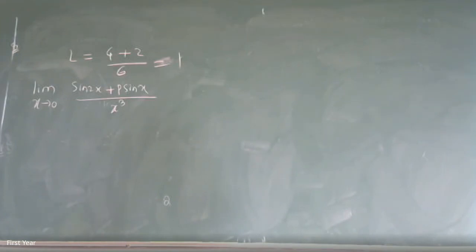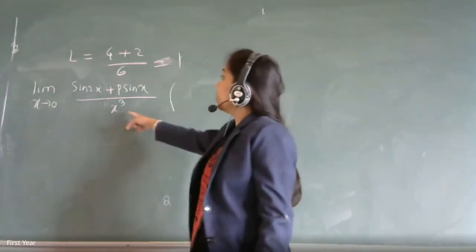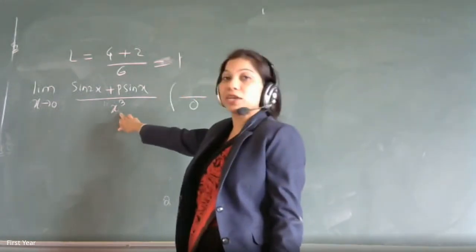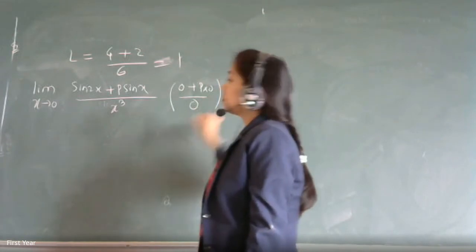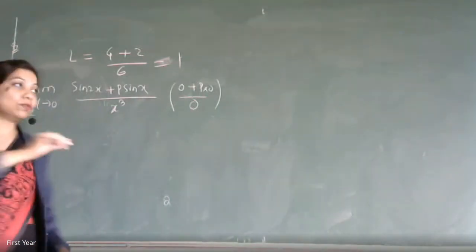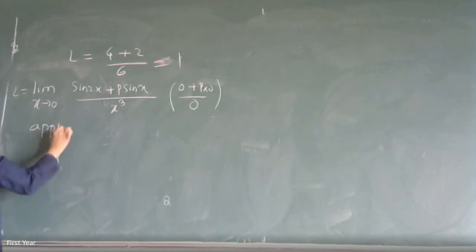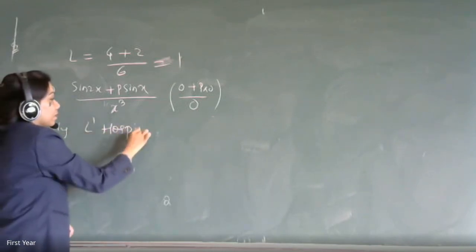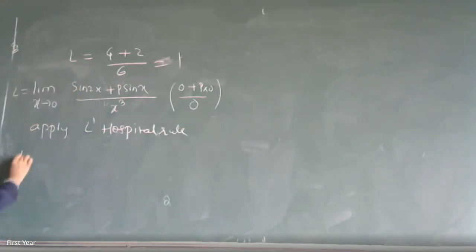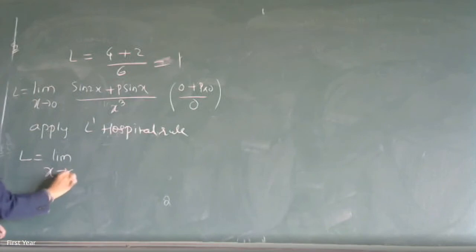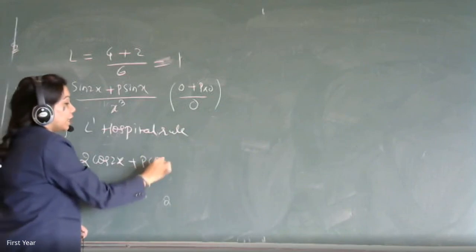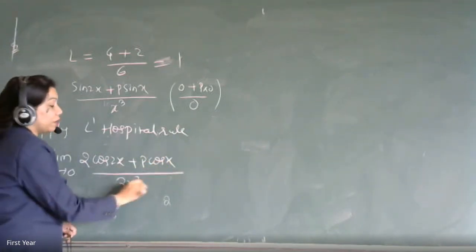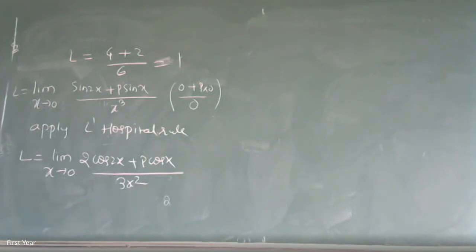Limit as x tends to 0, sin 2x plus p sin x upon x cube. That's your question. So again, what is the form? You check first, numerator and denominator. Denominator is 0. Put x is equal to 0, sin 0 is 0, plus p into 0 is 0. So you have to apply L'Hospital rule. You will get limit as x tends to 0, derivative of sin 2x is 2 cos of 2x plus p cos x divided by 3x squared. Can you hear me now clearly? 3x squared.